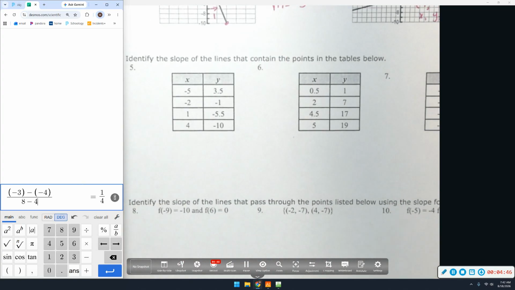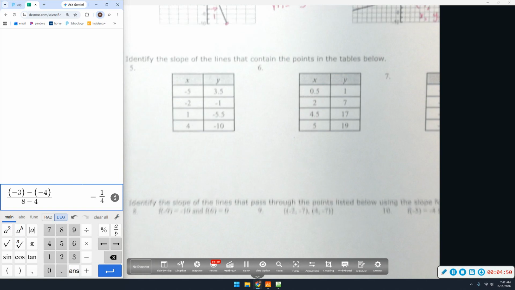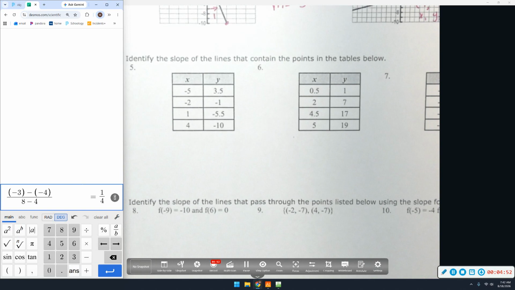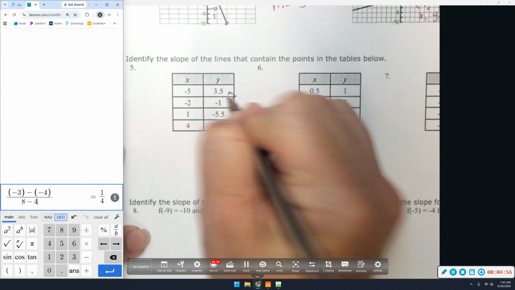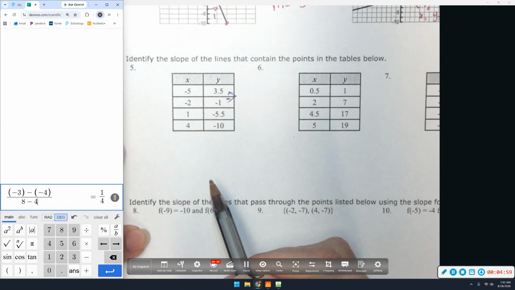Okay, there's 2 ways to do tables. Both of them are pretty much the same thing. It's the y2 minus y1 over x2 minus x1. It's just how do you want to set it up. Okay, so you can do, remember, bottom minus top. Isn't that technically y2 minus y1?